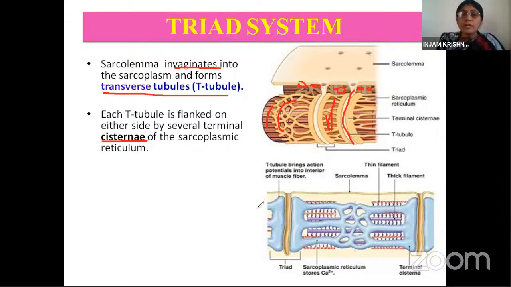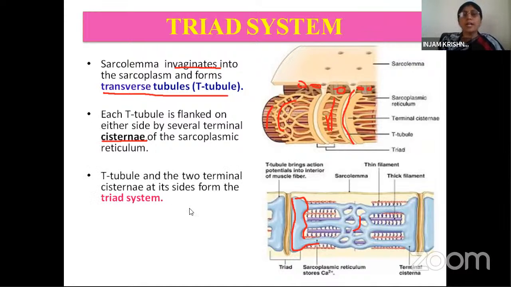So here you can observe completely. It is the sarcoplasmic reticulum. Ends of the sarcoplasmic reticulum form cisterns. It acts as a reservoir. There is a space in between two membranes. Okay. Now, when do we call it a triad? The T tubule and the two terminal cisternae at its sides form the triad system.